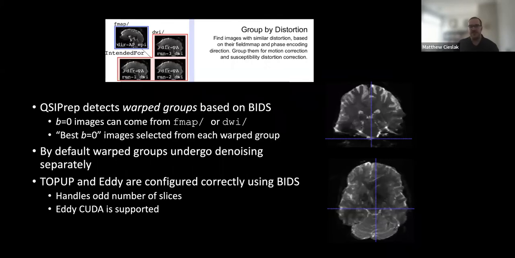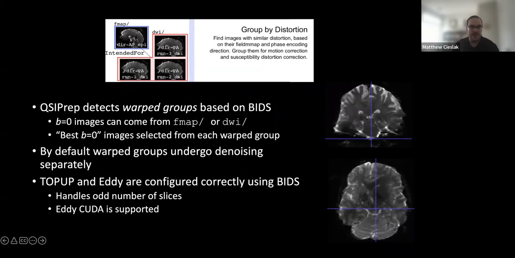And if you just take the first B=0 or a random B=0, you'll find one that either has huge motion artifact or a lot of striping, and that ends up making TOPUP perform relatively poorly compared to the performance you would get with nice clean images from each distortion group. So it'll take out B=0 images from both the FMAP and the DWI directories in order to perform distortion correction.